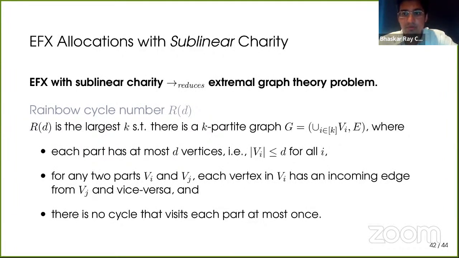Although it's not clear to me whether EFX allocations with less than square root n charity exist in the first place. But if you want to show that, then perhaps an approach would be to come up with more sophisticated tools than, say, group champion graphs.